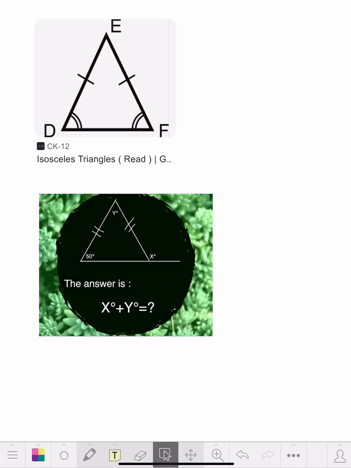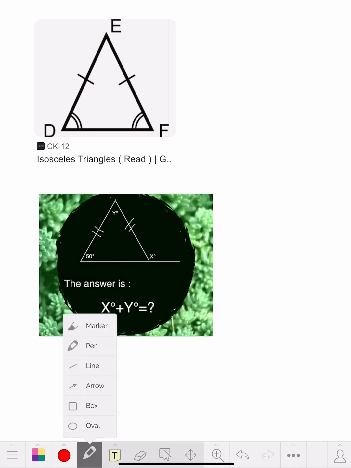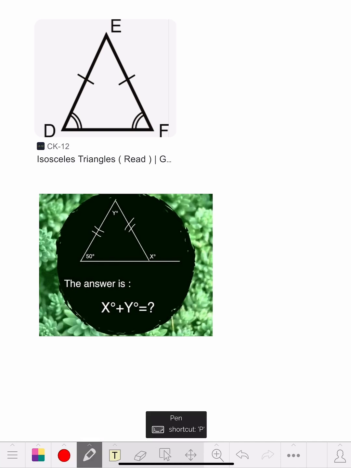The problem they gave us today, they gave us an isosceles triangle. If you've been following my videos, you'll know that an isosceles triangle has two equal sides, but also the opposite angles from those sides are equal too, okay? So they told you that. Okay, let's get this pen going.